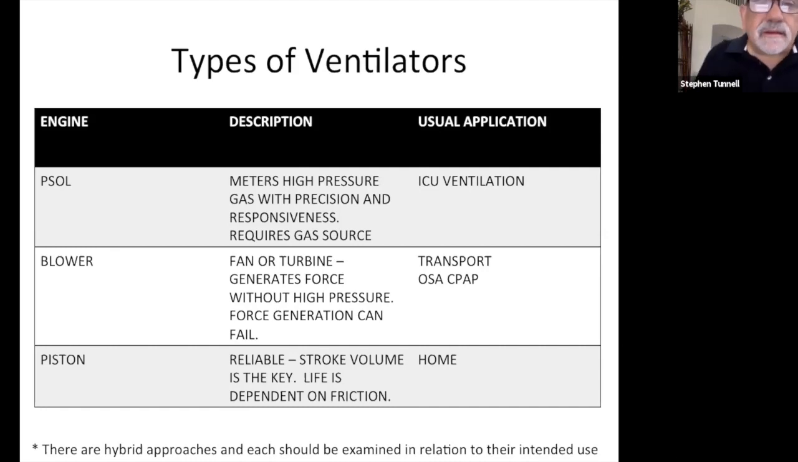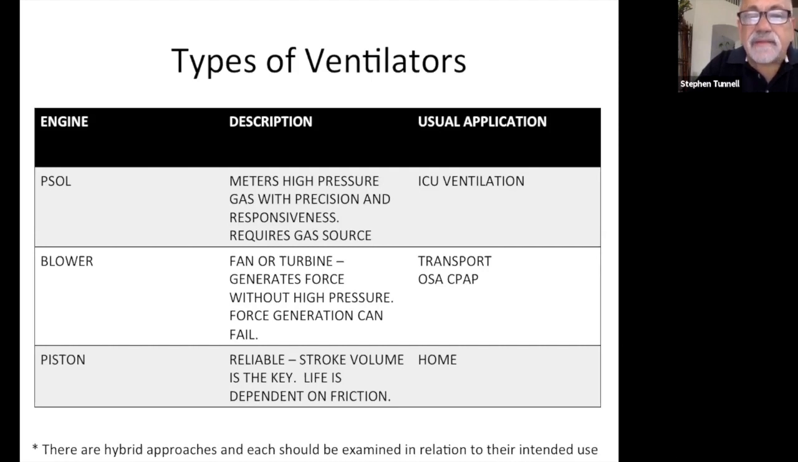Then the next type of ventilator engine employed is a blower, a fan, or a turbine. They essentially are a fan or a turbine-like engine, similar to what you would see in an airplane. And they generate force. They do so without requiring high pressure lines.